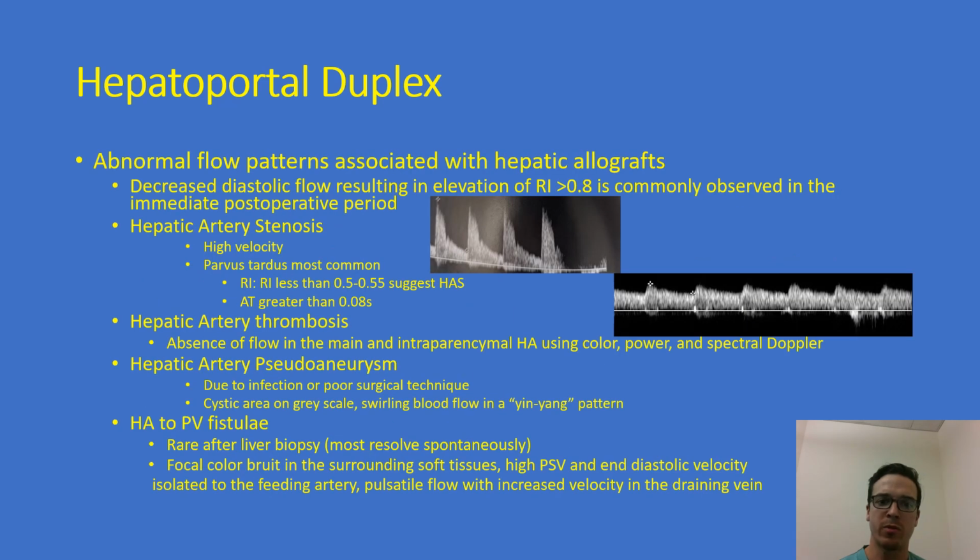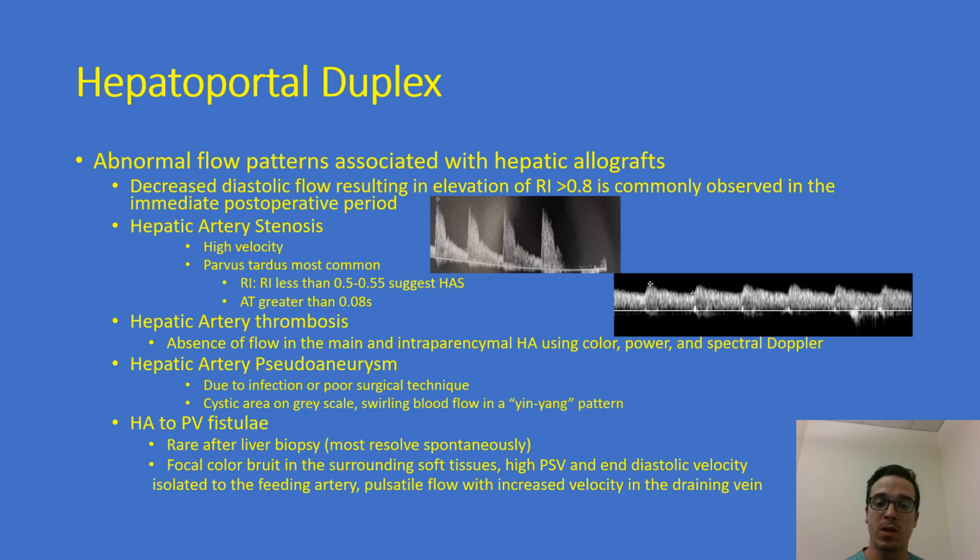There are several abnormal flow patterns associated with hepatic allografts that we should be aware of. A decreased diastolic flow resulting in elevation of the resistive index greater than 0.8 is commonly observed in the immediate postoperative period. For hepatic artery stenosis, we may see a high peak systolic velocity above 200 cm per second, as seen in the image to the immediate right. However, parvus tardus waveform is most common, and that is seen in the other image to the right. Here, a resistive index is usually less than 0.5, and the acceleration time is greater than 0.8 seconds.